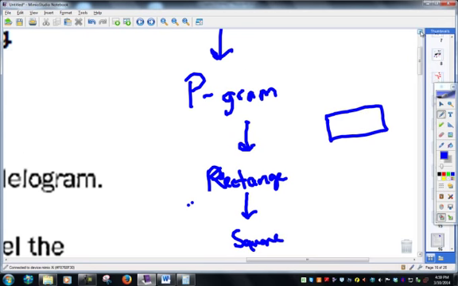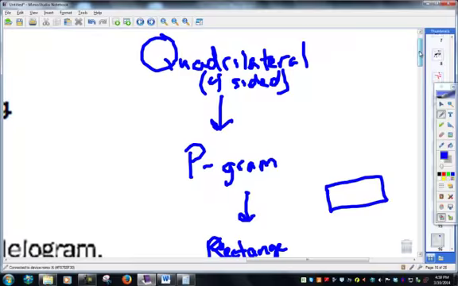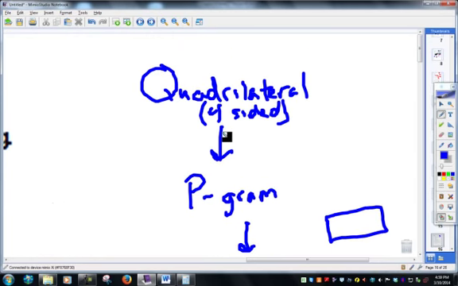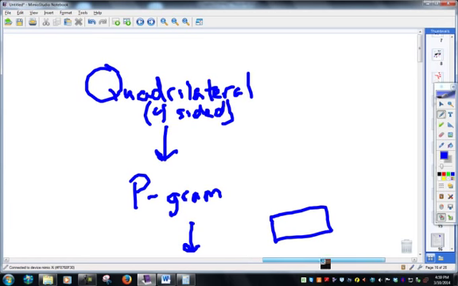Now I know you've already seen this. You did this in 5th grade, so hopefully it's nothing new. But I have a feeling what I'm about to show you is something new. I hope it's not, but I have a feeling it is. Okay, that's kind of how that works.